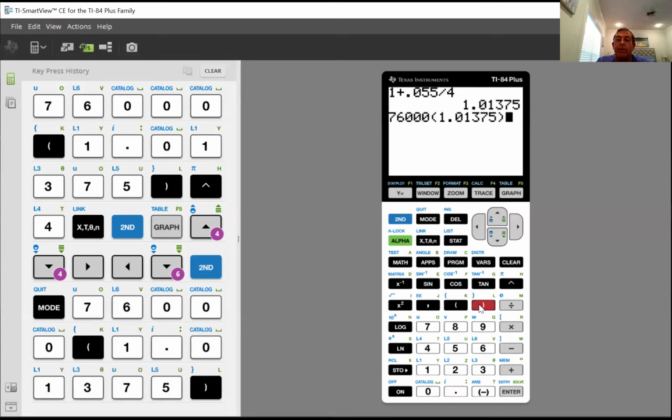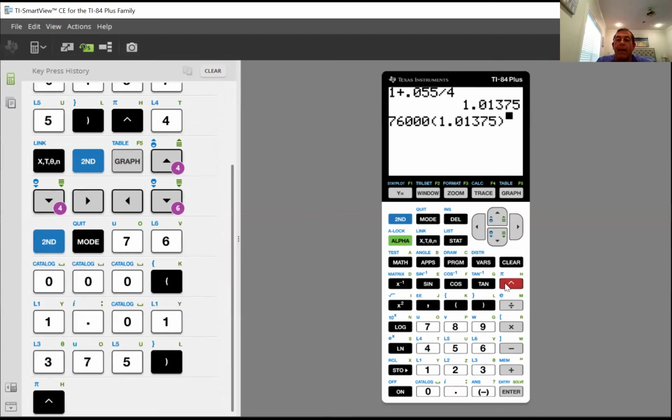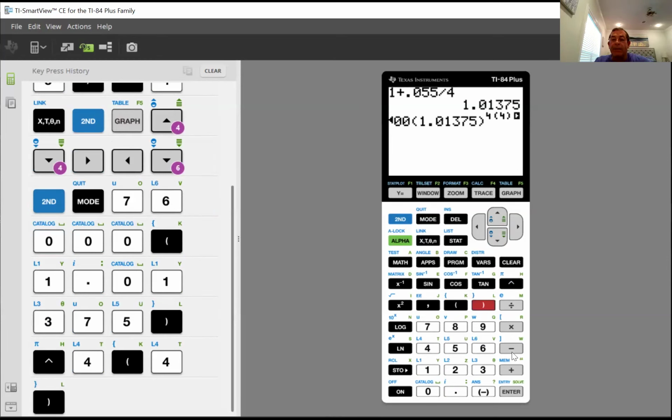375, close parentheses. And then my exponent would have been 4 times 4, since my t would have been 4 on this one. So at 4 years, I got 94,560. So you can get the same amounts punching them in individually. But if you don't want to have to worry about rounding them off and stuff, you can go to the graph and look at the table, okay?